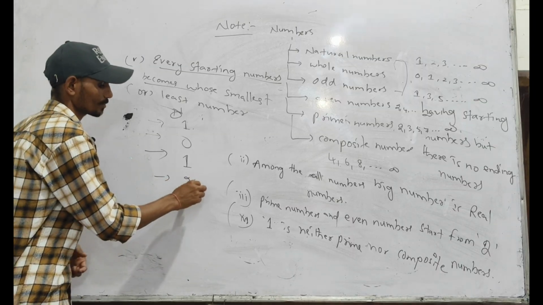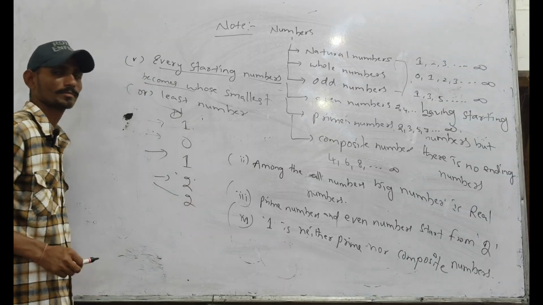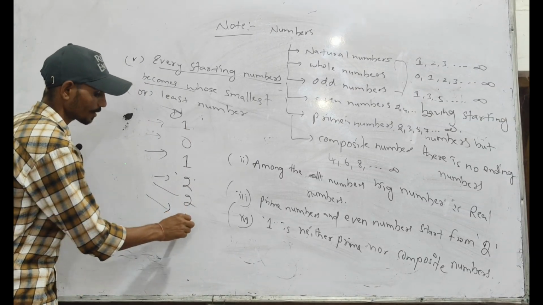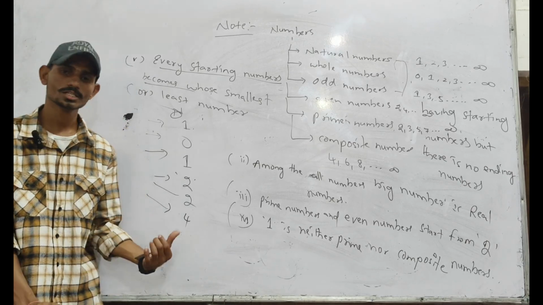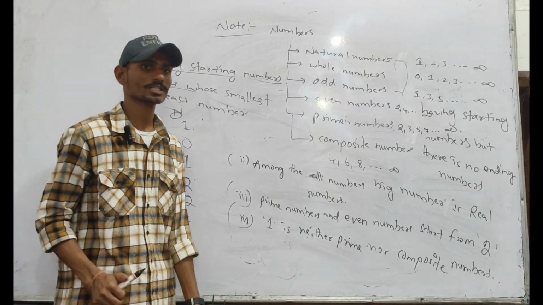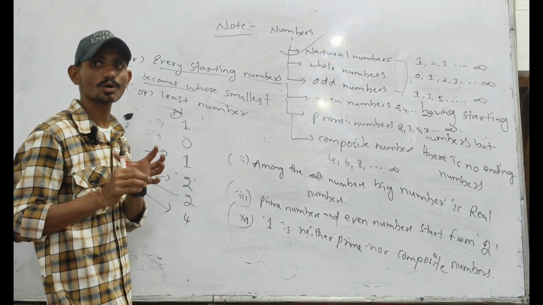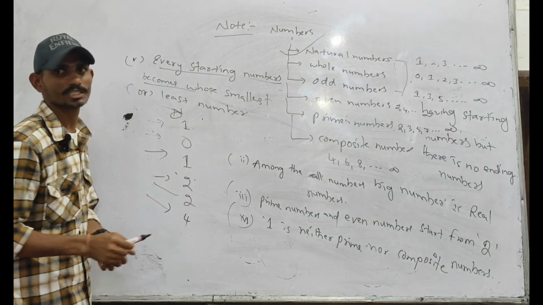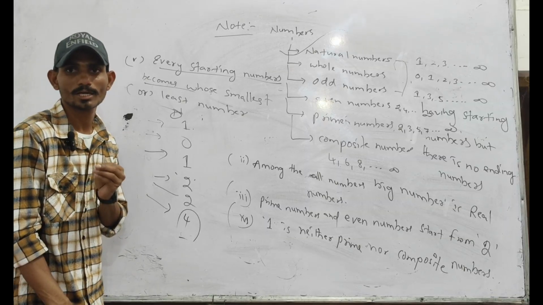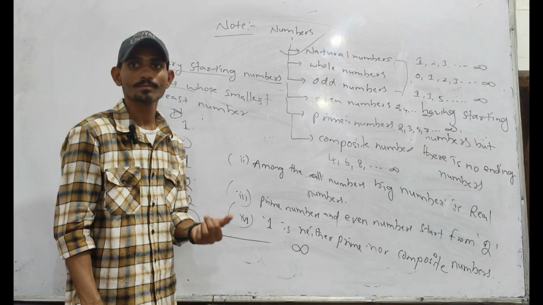Next, the smallest number of even numbers is 2. Prime numbers' smallest number is also 2. Composite numbers' smallest number is 4, because composite numbers start from 4. One more condition: all these numbers have starting numbers, but there is no ending number. If anybody asks what the biggest composite number is, simply answer no, because there is no ending number. Then how can you find the biggest number?